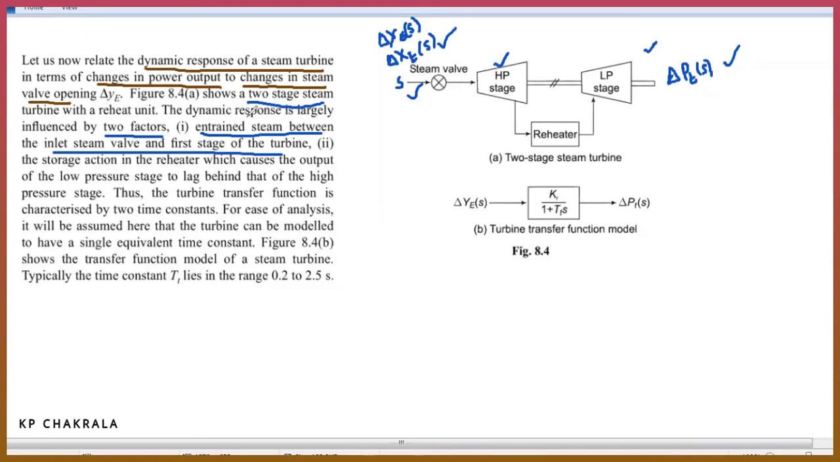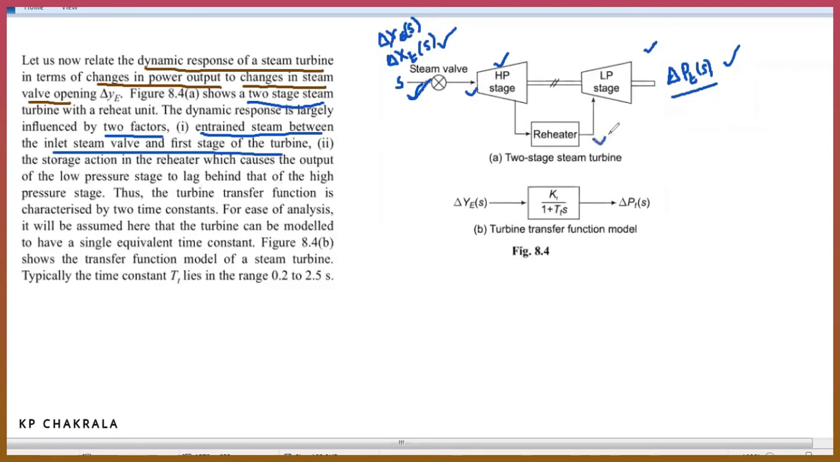So that's why the dynamic response of the turbine system, that is delta PTFS, is influenced by the steam between the inlet steam valve and the first stage of the turbine. This is one of the factors: how much we released, how much is available at the input to the turbine. So that is the first factor. And another factor is the storage action in the reheater.